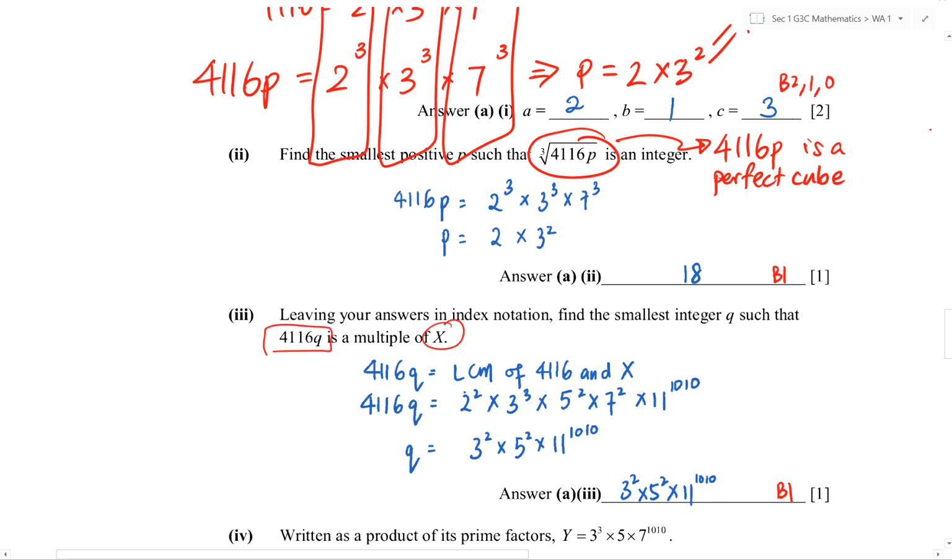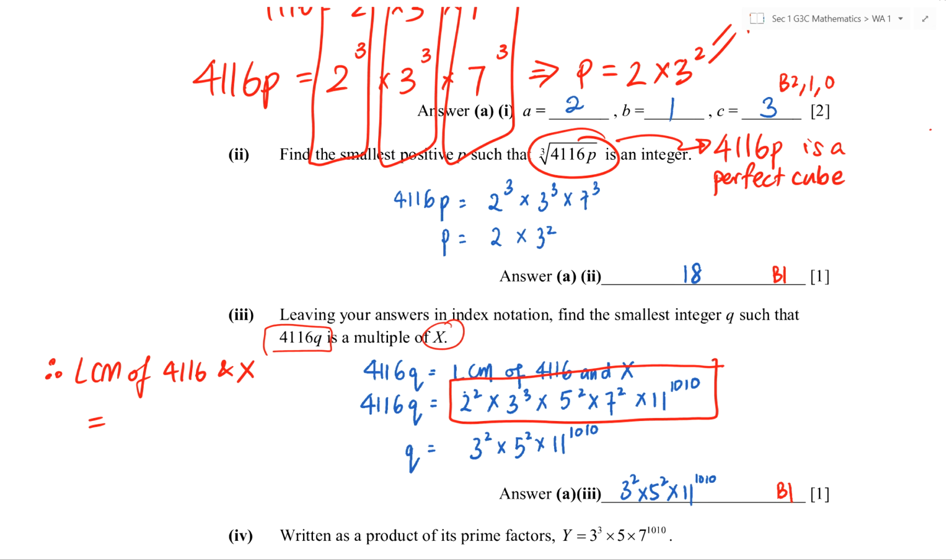4116q is a multiple of x. So we find the LCM of 4116 and x, which is equal to this over here. This is the LCM of 4116 and x. Then from here you compare it with our 4116, yes?